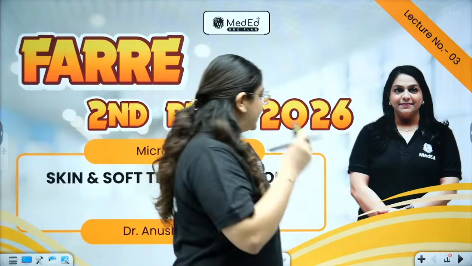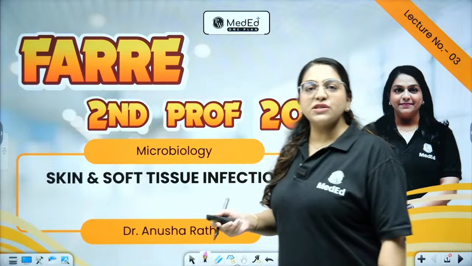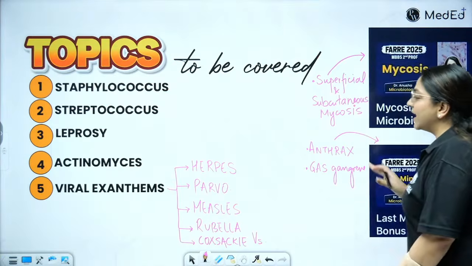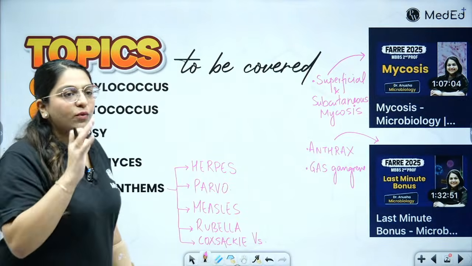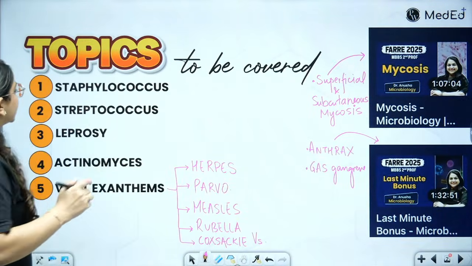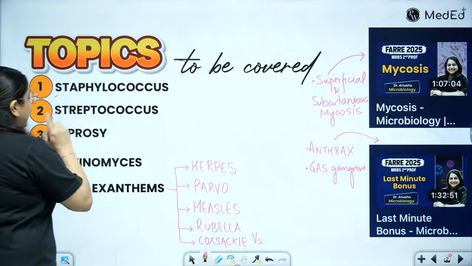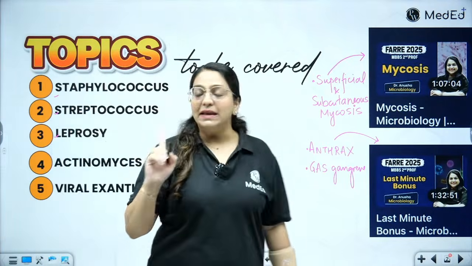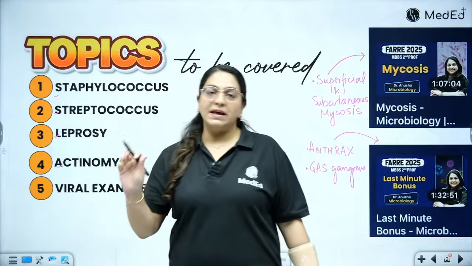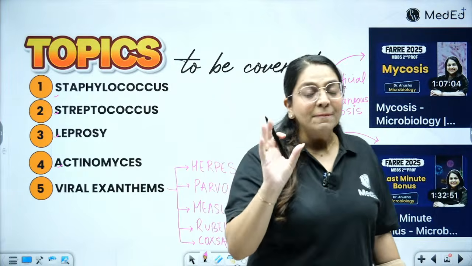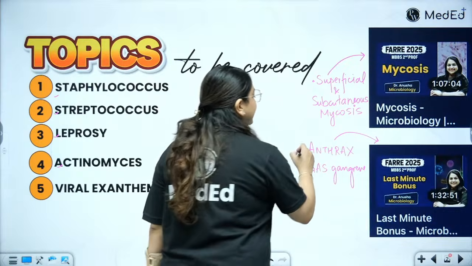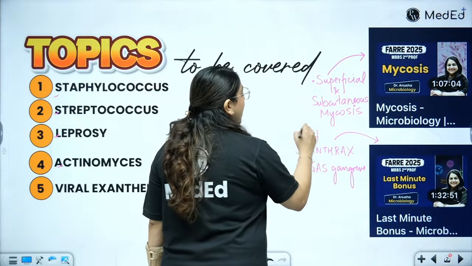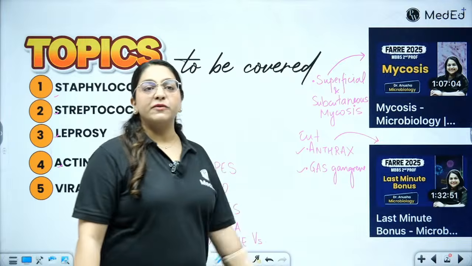Good evening, guys. So, skin and soft tissue infections we are doing and we are going to cover in entirety. Today we are going to cover certain important bacteria such as Staphylococcus, Streptococcus and Leprosy, that is Mycobacterium leprae, including the Actinomyces, which is the filamentous group. Other than that, amongst bacteria, you have anthrax, which is cutaneous anthrax, which is very important. Then you have gas gangrene by Clostridium perfringens.